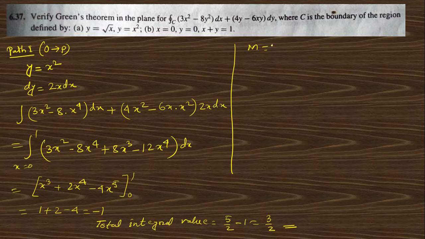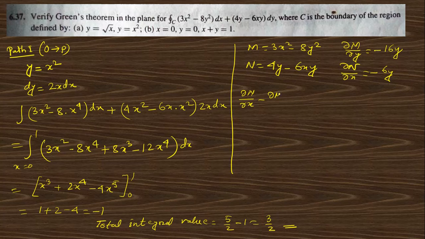So here M is 3x square minus 8y square. So what is the value of del M del y? This is nothing but minus 16y, and N is 4y minus 6xy. Then what is the value of del N del x? Del N del x is nothing but minus 6y. So del N del x minus del M del y is minus 6y plus 16y, that is 10y.